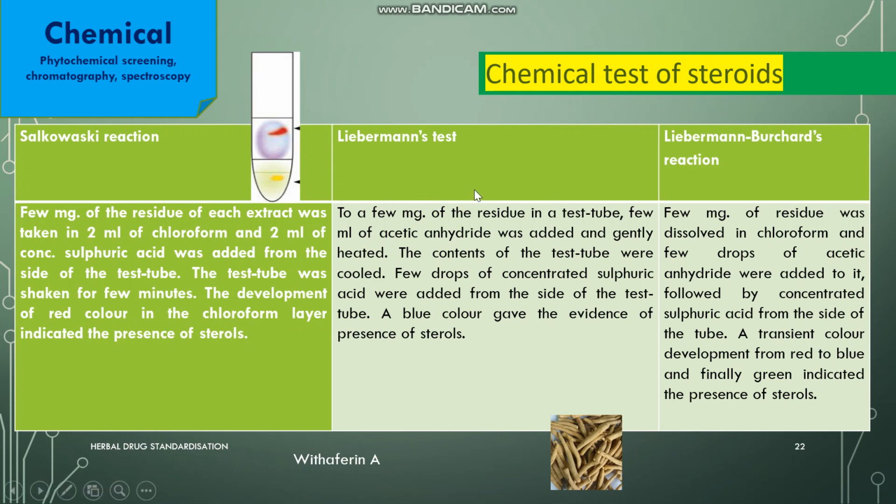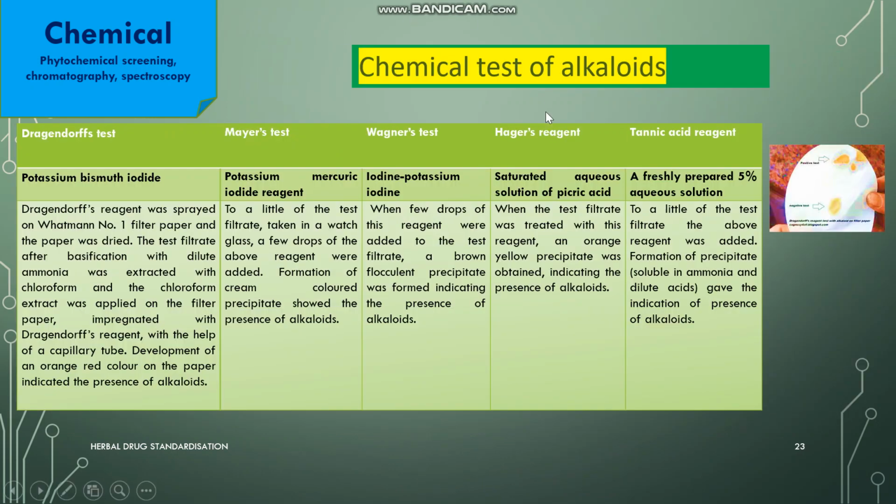So all these identification tests are necessary, and these are the preliminary tests for determination of a particular metabolite in a particular sample. Next one, alkaloids: there are different tests like Mayer reagent, Dragendorff reagent, Wagner's and Hager reagent. If we talk about the composition, Dragendorff reagent is potassium bismuth iodide solution. Mayer reagent is potassium mercuric iodide. Wagner is iodine potassium iodide solution. Hager's reagent is a saturated solution of picric acid, whereas tannic acid reagent is also used for determination of alkaloids in a particular herbal or crude drug.